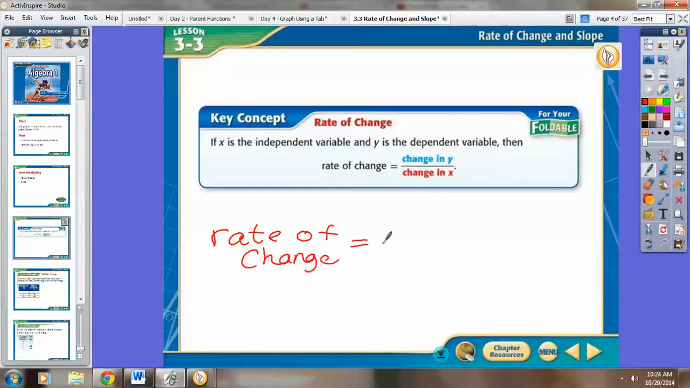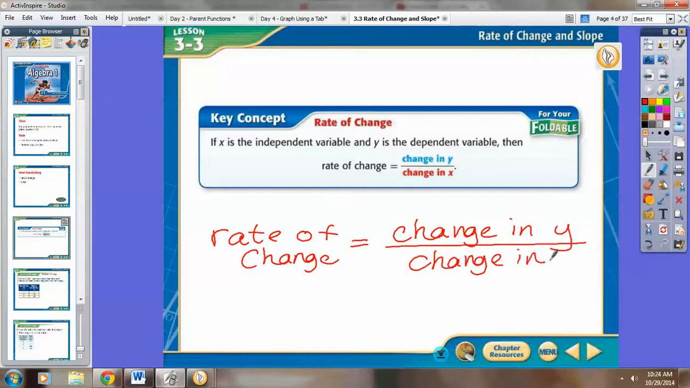To find the rate of change, we're going to find the change in y divided by change in x. When we say change in y and change in x, the word change is referring to the difference. The difference in the y values, the difference in the x values. Change in y divided by change in x.